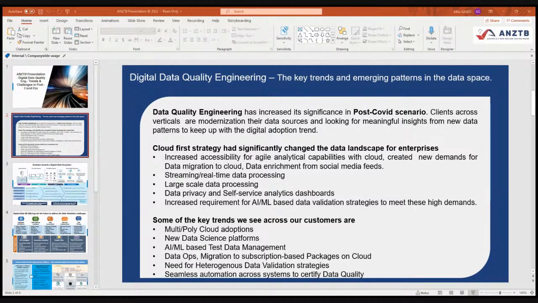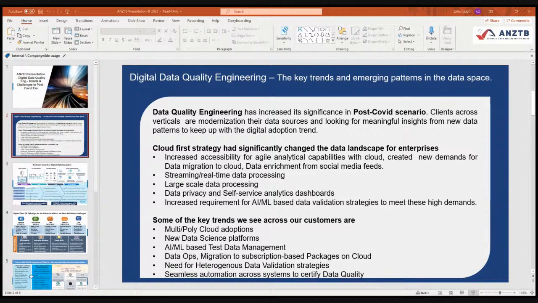Yeah, so the key trends in terms of what we see with our customers, that we work across different verticals in terms of retail, banking, and few others with respect to our insurance partners as well. So we see a lot of multi or a poly cloud adoption, and there's a lot of data science platforms coming into picture, and there is also predictive AI and ML based test data management suites that are being built, and there is a lot of heterogeneous data validation strategies that are coming into play.